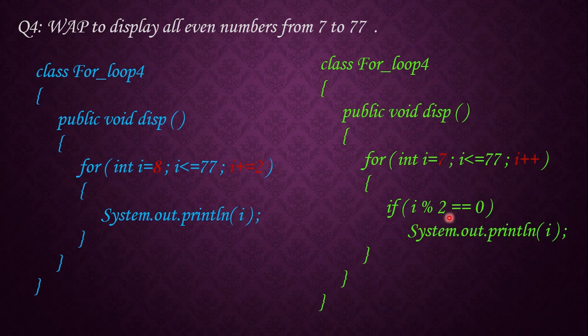So what is being done here? I am checking the remainder by 2, and an even number has the remainder 0 if I divide by 2. So if my remainder is 0, that is my even number. So I need to show the even number. That is what I am doing here. Okay. So let us take up the next program.